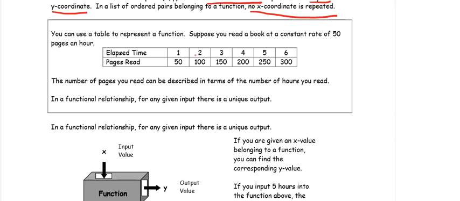And remember, in a table, your independent variable is your x, and your dependent variable is your y. So that is really important, because if you don't identify these properly, you're not really actually looking at the function properly.